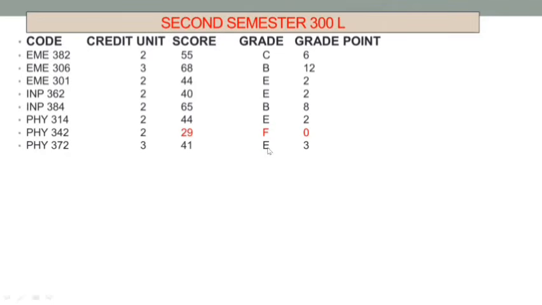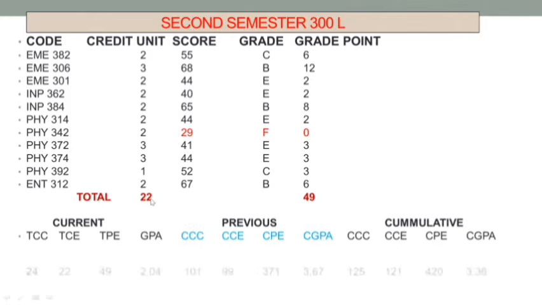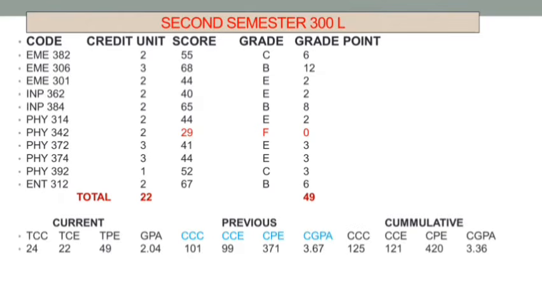So another course, score E, which is 3. Another course, E, remember E is 1 point, 1 times 3 is still 3. So another course, C, which is 3 points. Another course is B, which is 6 points. So the total unit registered is 24, the total point earned is 22 because he failed one course, which is a 2-credit unit. Then the total grade point is 69.